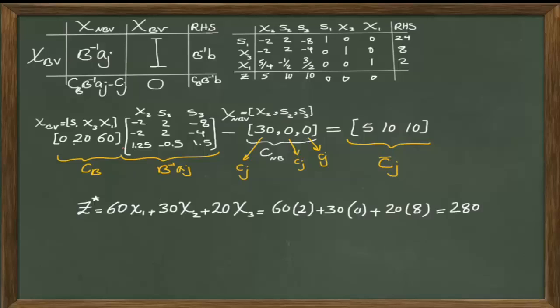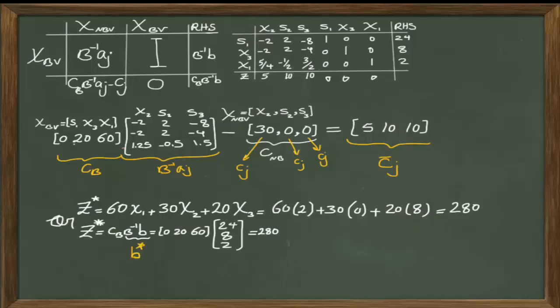Another alternative way would be just plug in the value of the decision variables in the objective function, because we have found the value of decision variables here. We know that x3 is equal to 8, and also x1 is equal to 2, and the value of x2 is 0 because we don't see the x2 here. x2 is out of the basis, so it's a non-basic variable, and its related value is 0. So if I plug in to the objective function, I get the value of 280.